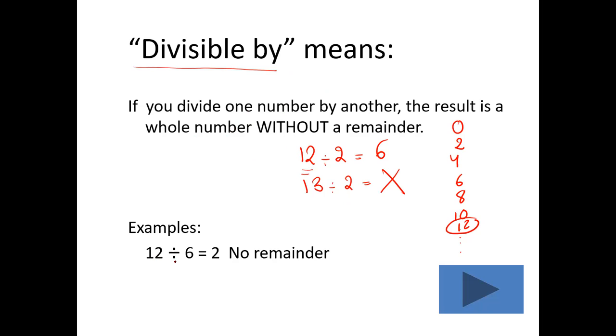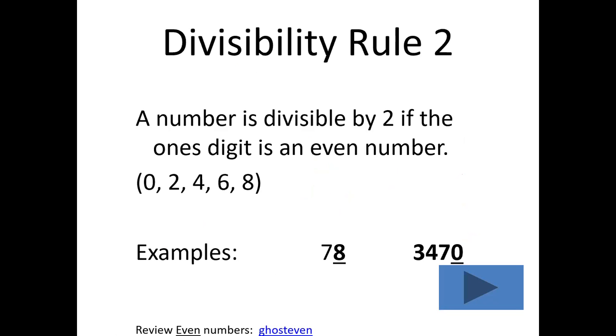For example, 12 divided by 6. Which number in table 6 gives us 12? 2. So 12 is in table 6, so there's no remainder. So 12 is divisible by 6. 15 divided by 5. Is 15 in table 5? Yes, so it's divisible by 5. Which number in table 5 gives us 15? 3. So divisible by means it should be in the table. Here 13 is not divisible by 2 because it's not in table 2. This is what I mean by divisible.